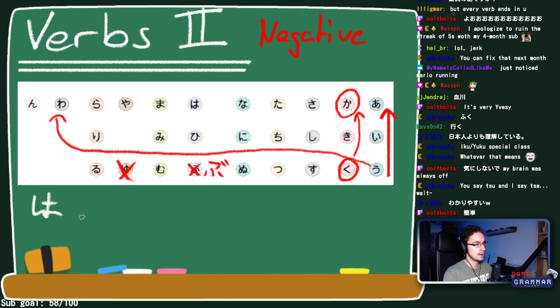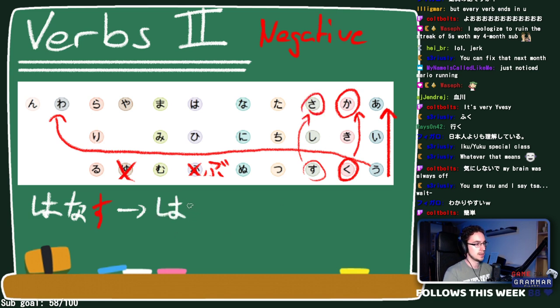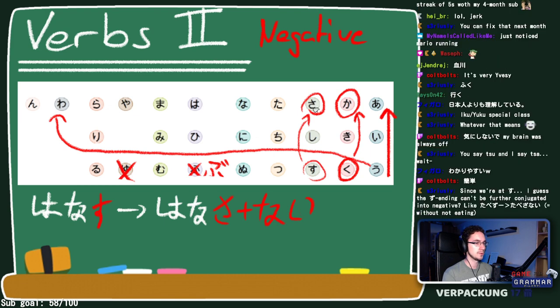Ha, na, su. Hanasu. Well, su is here, so su will turn into sa. Ha, na, sa, plus nai: hanasanai. Easy. Simple. Totally simple. Hanasanai. Just move from su to sa.